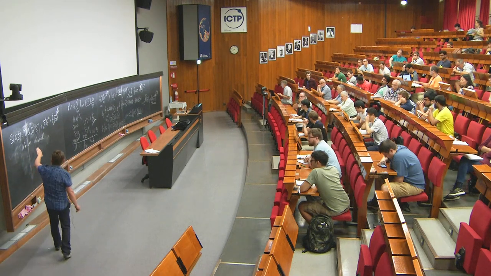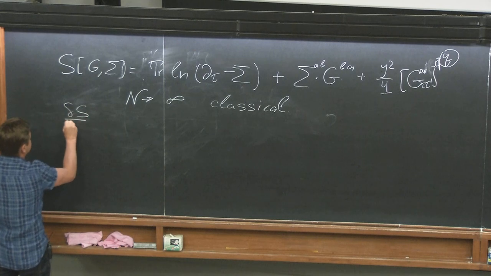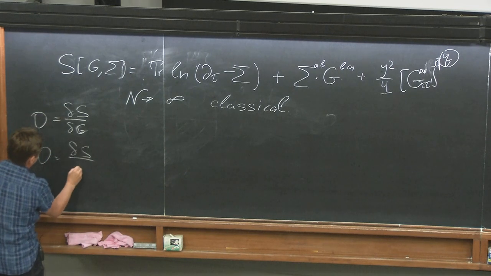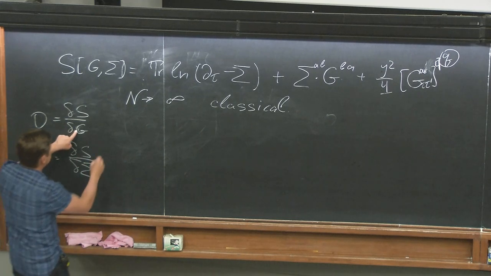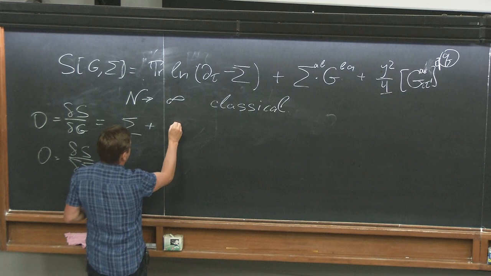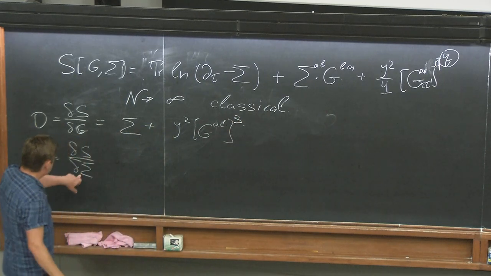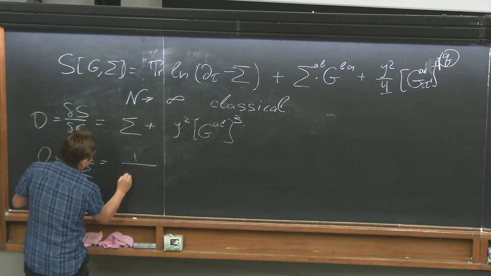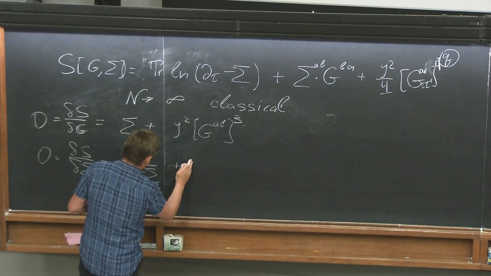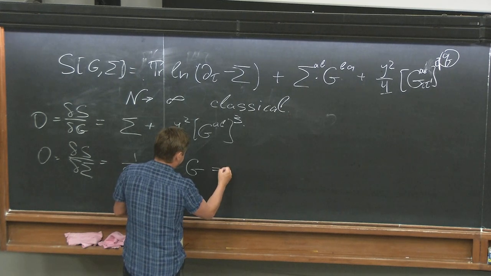Right, so if n is large and we're interested in a classical limit, then we can look for the equations of motion of this action. So dS/dG is equal to 0, and dS/dσ should be equal to 0. Now, dS/dG will give me σ equal to plus or minus, I will be loose about factors, J squared G_AB cubed, and dS/dσ will give me 1 over ∂τ minus σ is equal to plus or minus G.